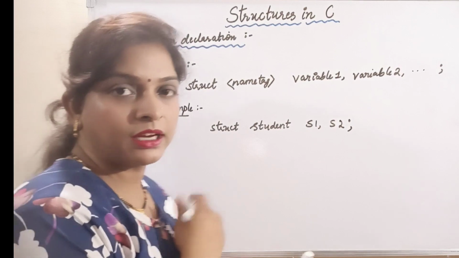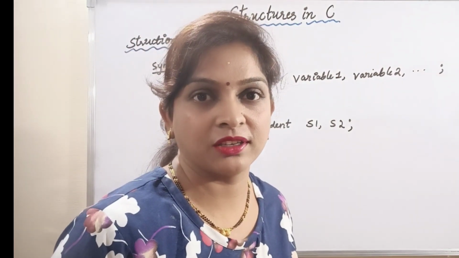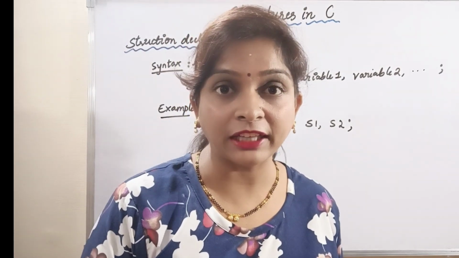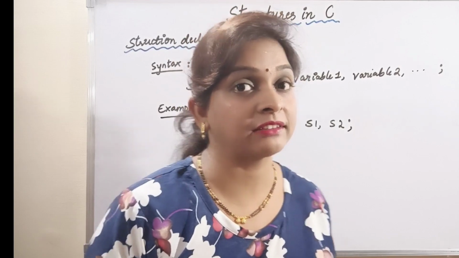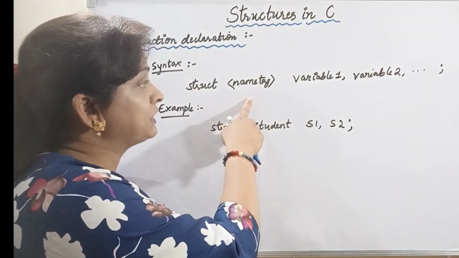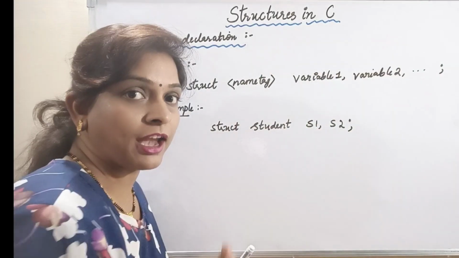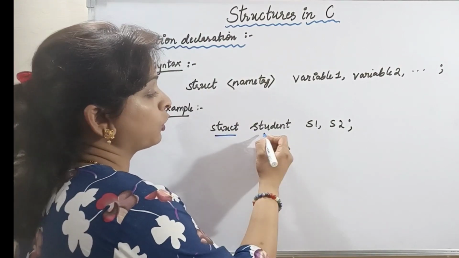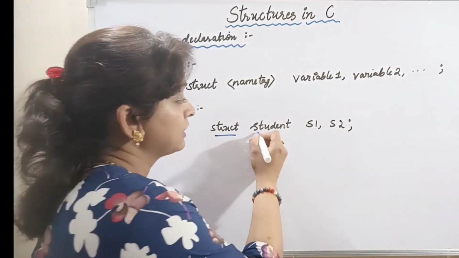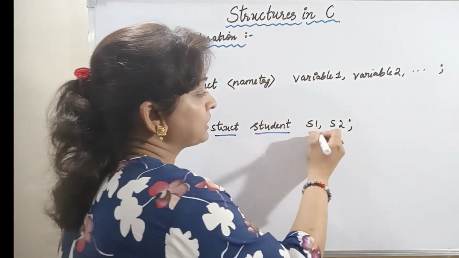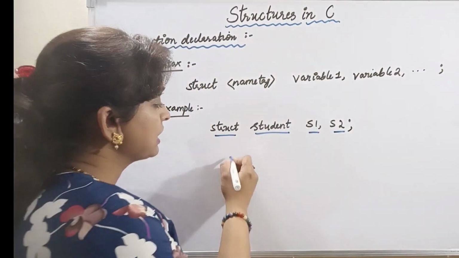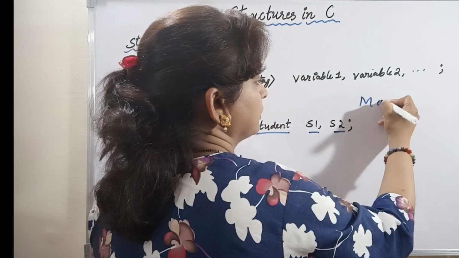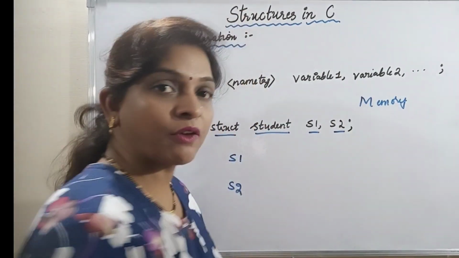Structure declaration is just like variable declaration. But now this is the user defined data type that the user has created, and for that data type I am creating variables. So how to create that? I say struct followed by the name tag, variable 1, variable 2 and n number of variables, and a semicolon. An example: the keyword struct followed by the name tag. Let me take the same example, student, the new data type, followed by S1 and S2. When I say S1 and S2, now the memory is allocated. So just like variable declaration, we have structure declaration.